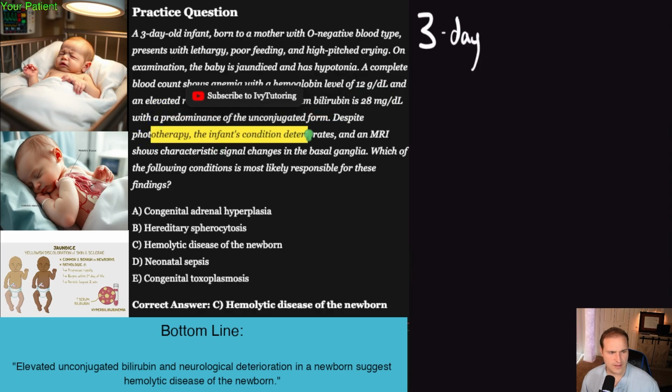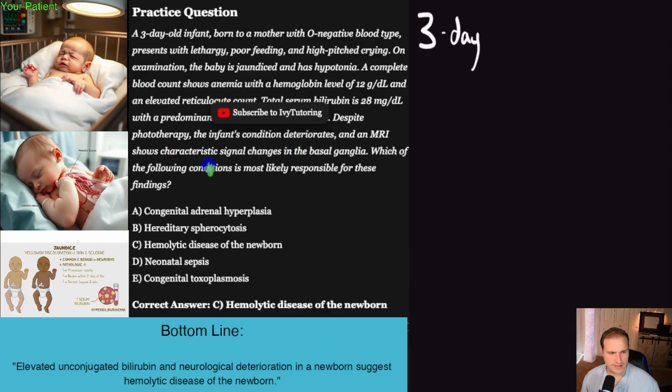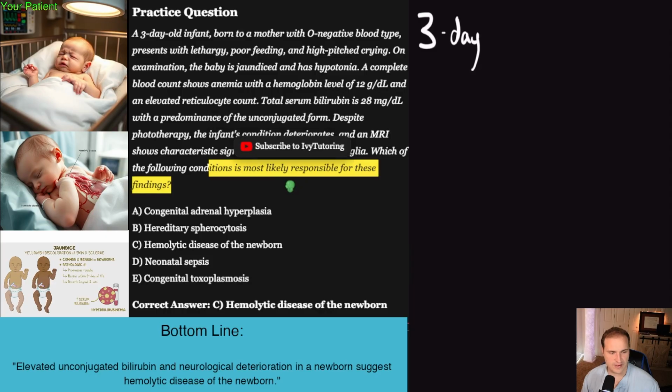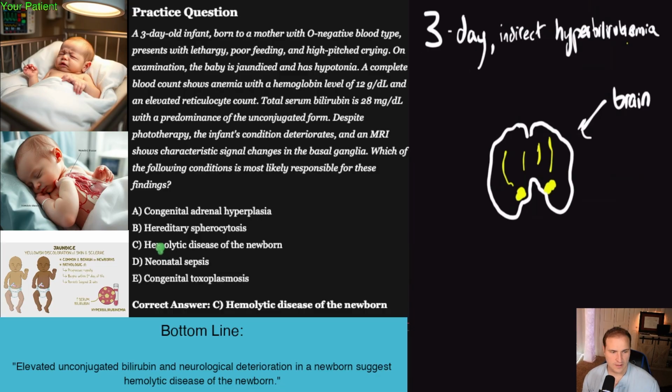Despite phototherapy, the infant's condition deteriorates and MRI shows characteristic signal changes to the basal ganglia. Which of the following conditions is most likely responsible for these findings? So the big takeaway here is that a baby's brain can actually turn yellow. All right, so that's the little baby's brain, and it'll start to look like this. And the answer is hemolytic disease of the newborn.